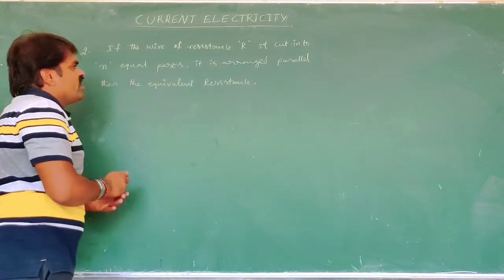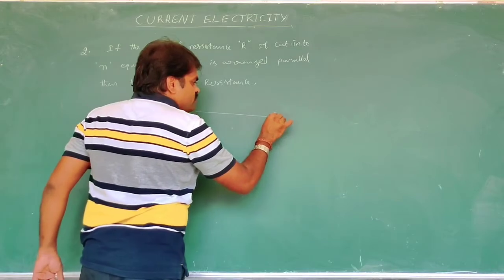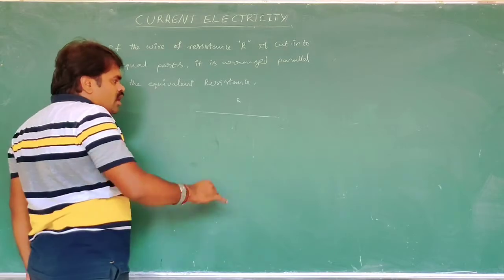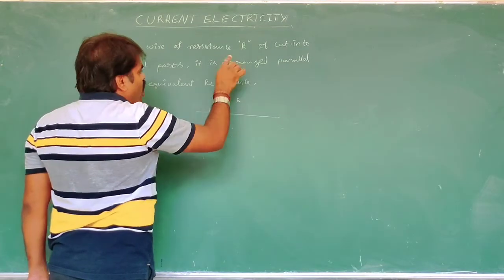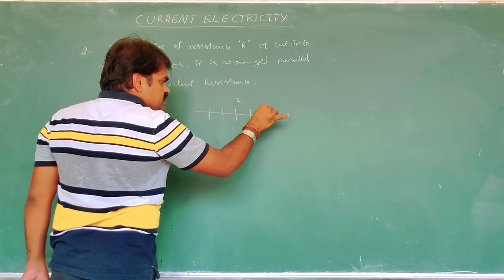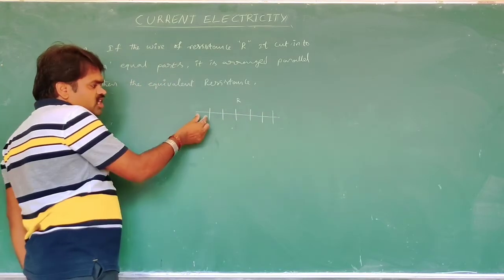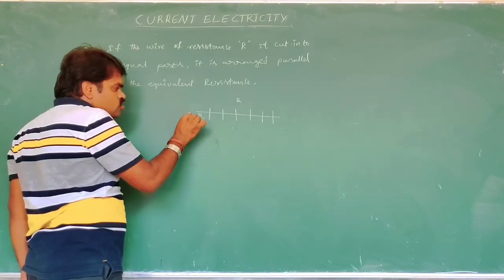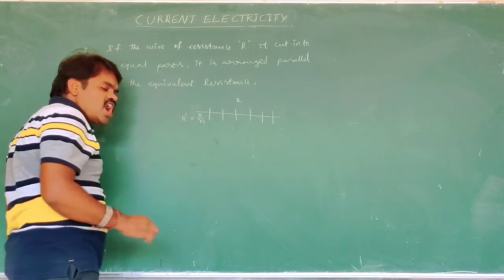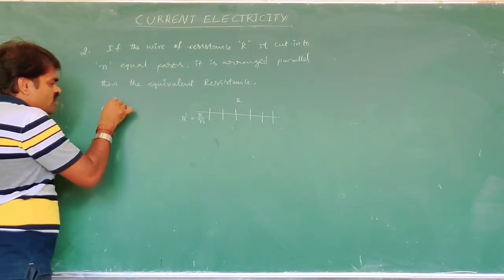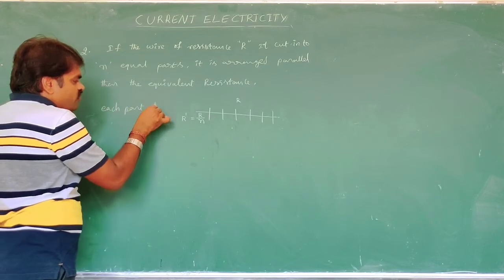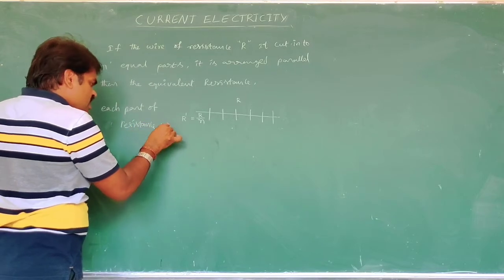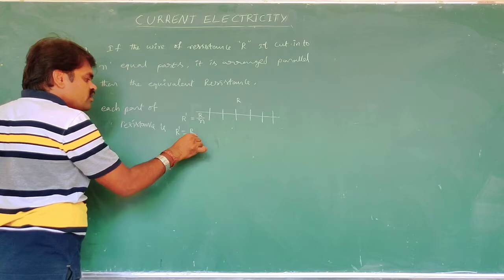See what is given. A wire of resistance is R. The total resistance of the wire is R. Now it is cut into n equal parts. Each part has resistance R by n. We consider each part's resistance as R dash, which is equal to R by n.